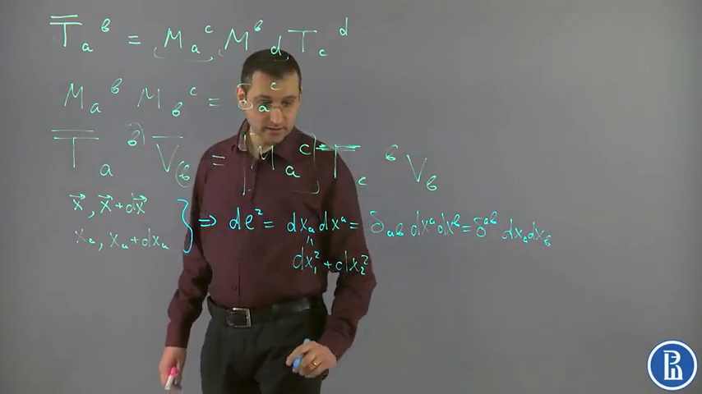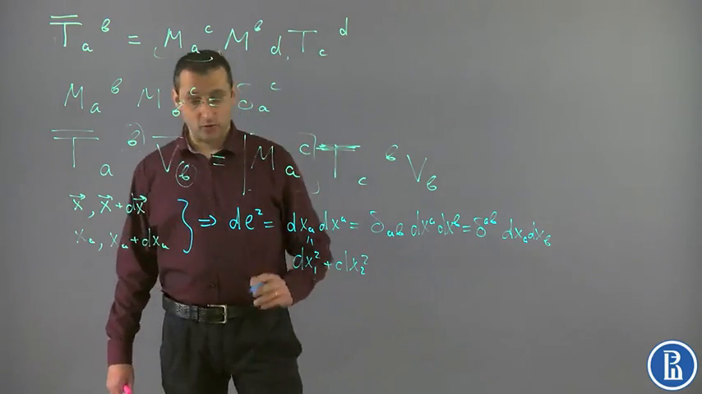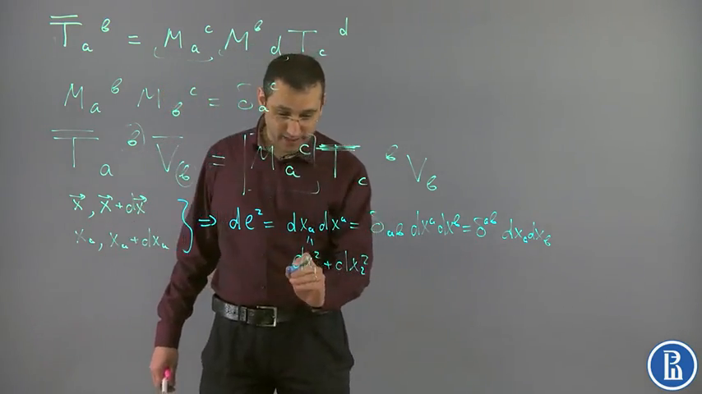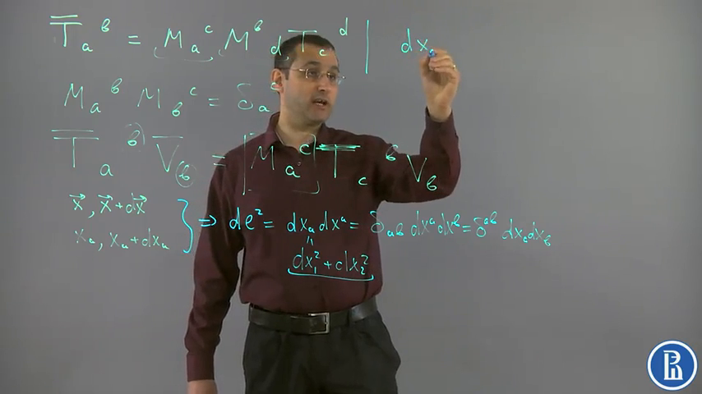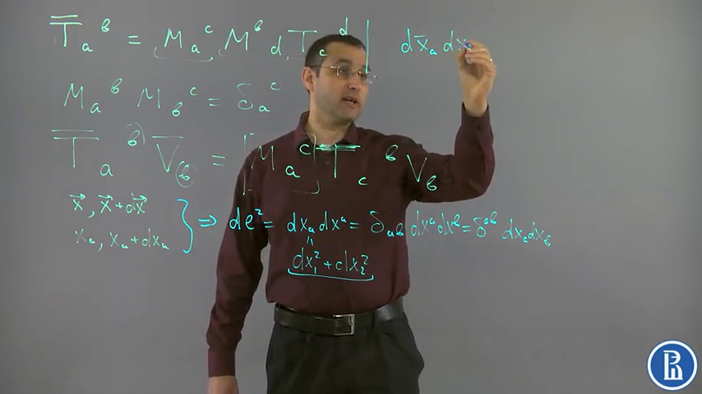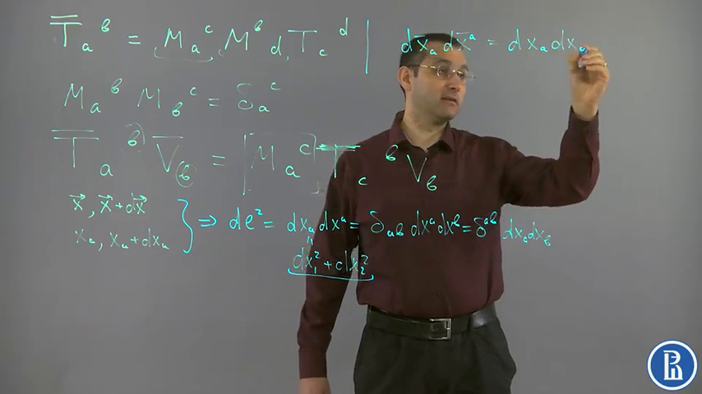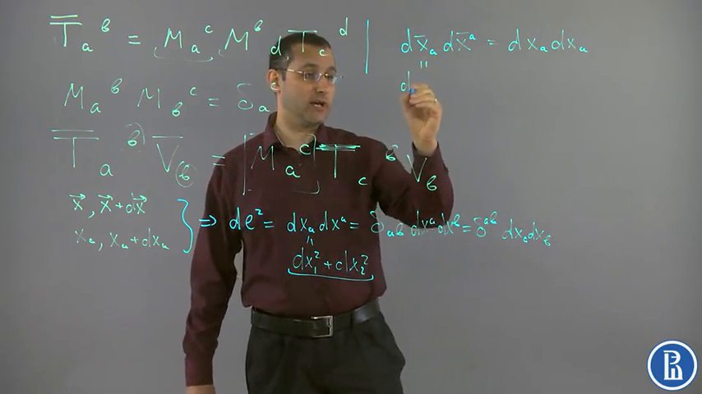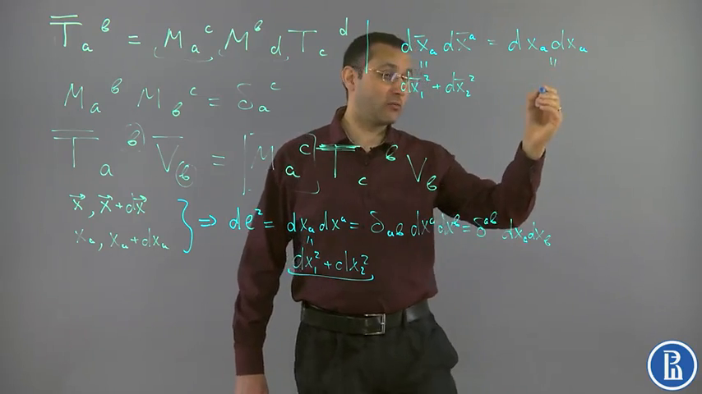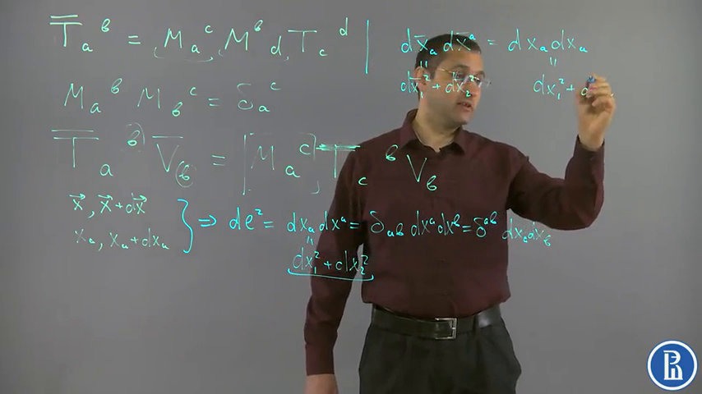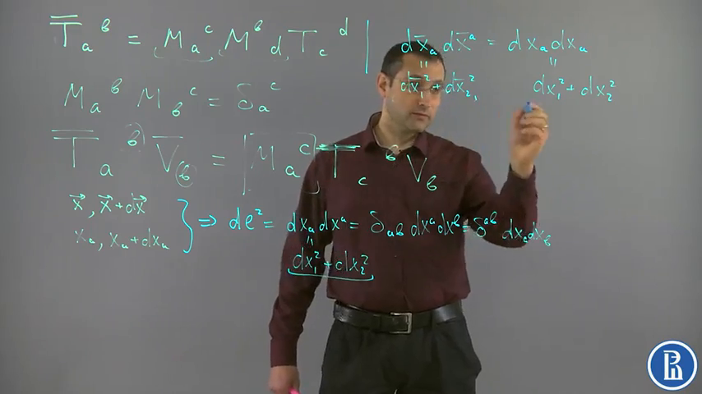So finally, we should stress that because, as we all know, under rotations this bilinear form doesn't change. It means that after rotation we have that dx^a bar dx^a bar is equal to dx^a dx^a. Namely, this is equal to dx1 bar squared plus dx2 bar squared, and this is equal to dx1 squared plus dx2 squared. So under rotations, the bilinear form doesn't change.